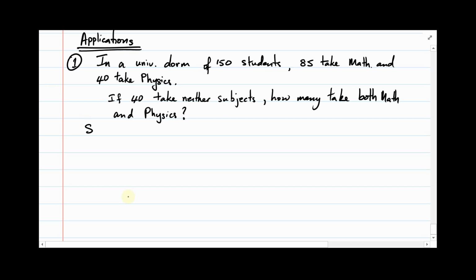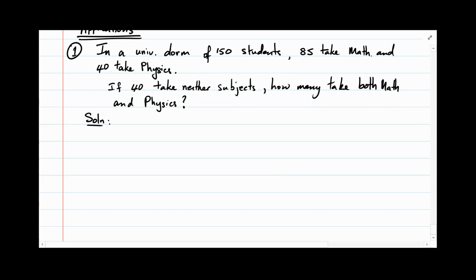So for example, here, we are given this question: in a university dormitory of 150 students, 85 take mathematics and 40 take physics. If 40 students take neither subject, how many take both math and physics? Now this is a typical problem. This is pretty easy or standard, and you've probably done this several times.